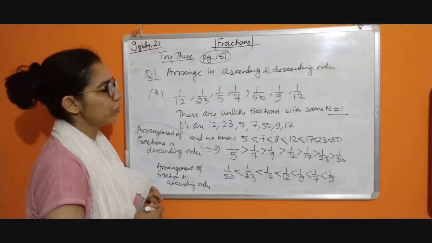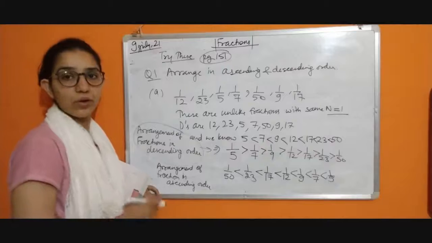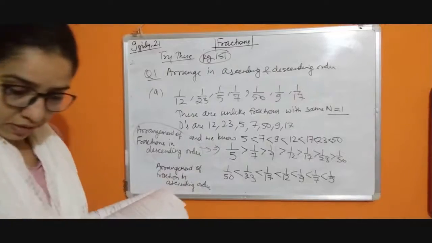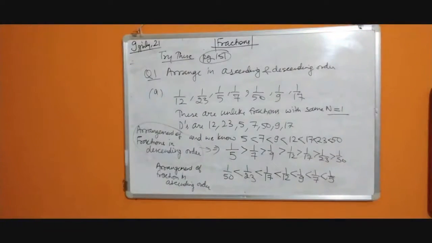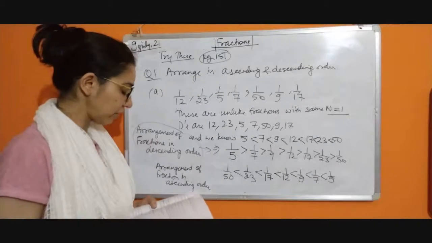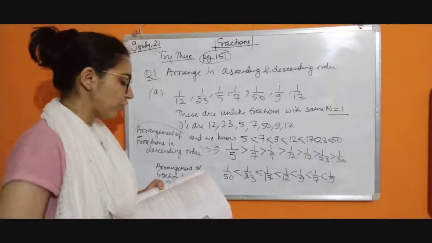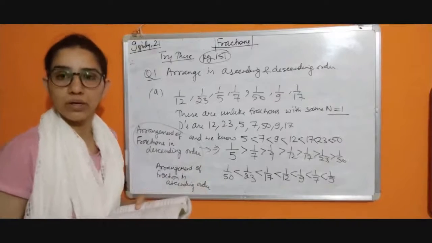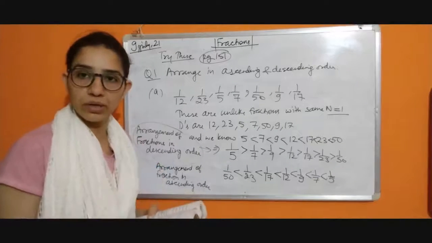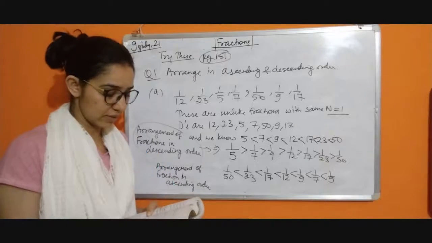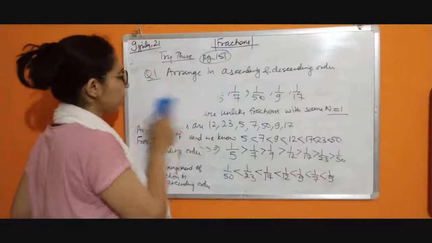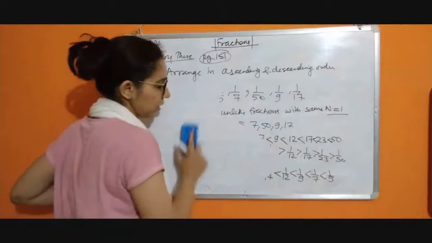Arrange the unlike fractions with same numerators in ascending and descending order. The second part is also an unlike fraction which is having the same numerator as 3. In this also we will arrange our denominators in ascending order, and we will get the corresponding fractions in descending order. And if we arrange the denominators in descending order, we will get our fractions in ascending. So the reverse is going to be true for fractions, even if numerators are the same.